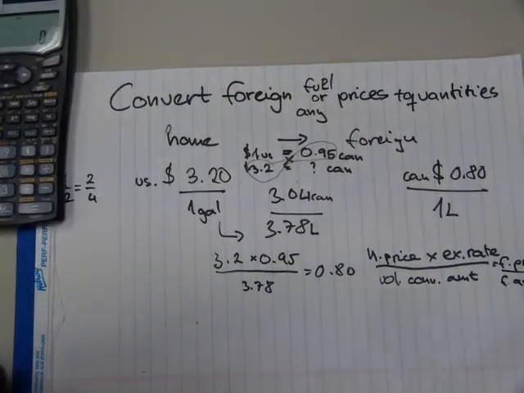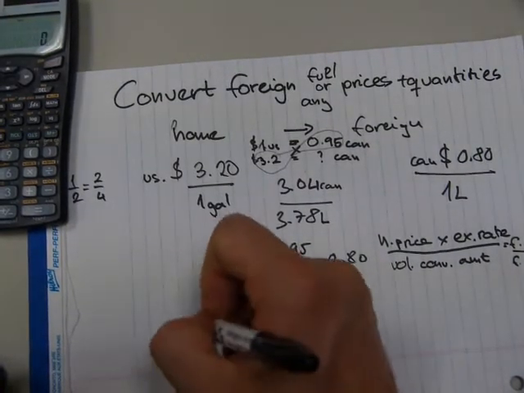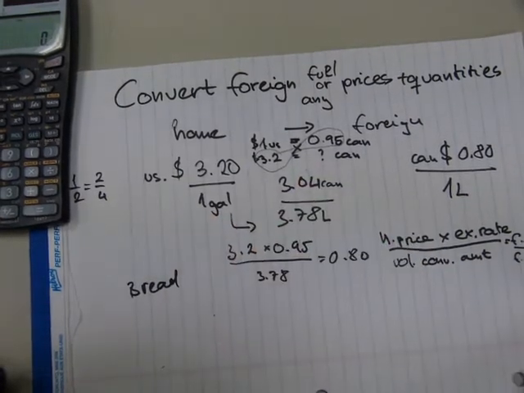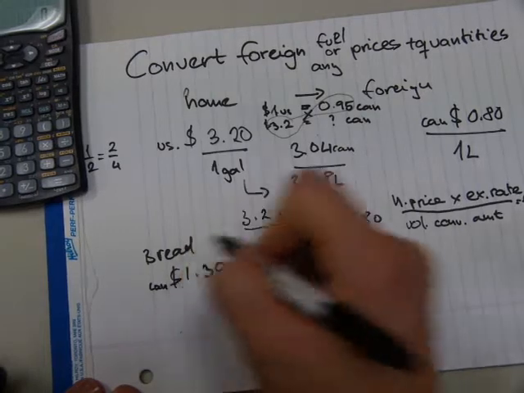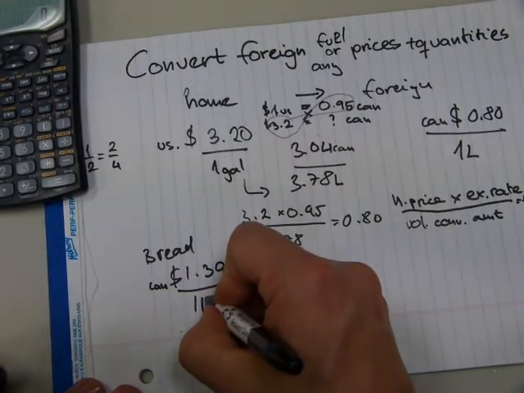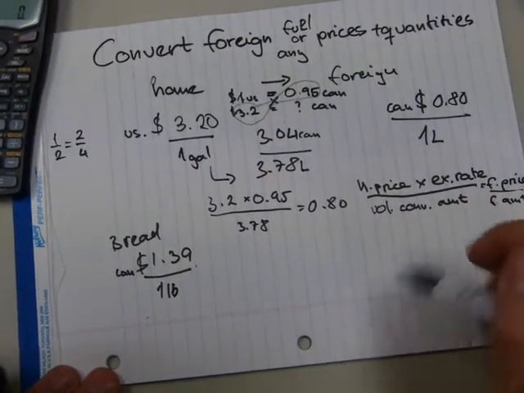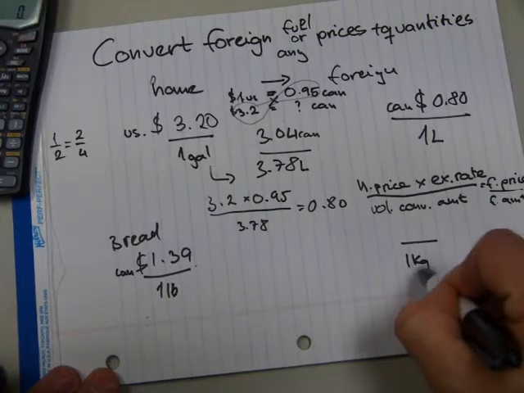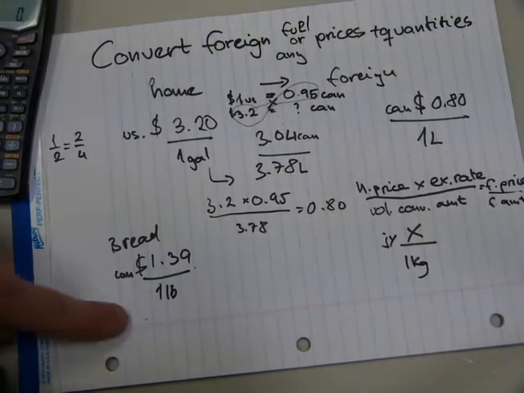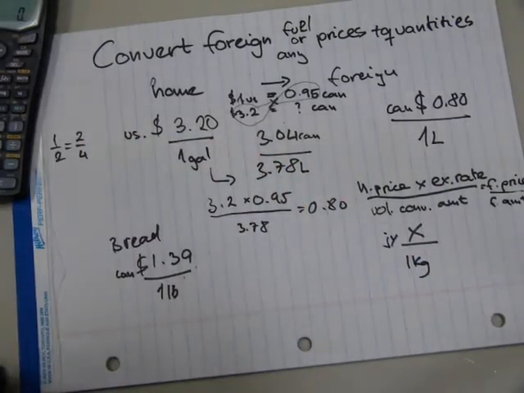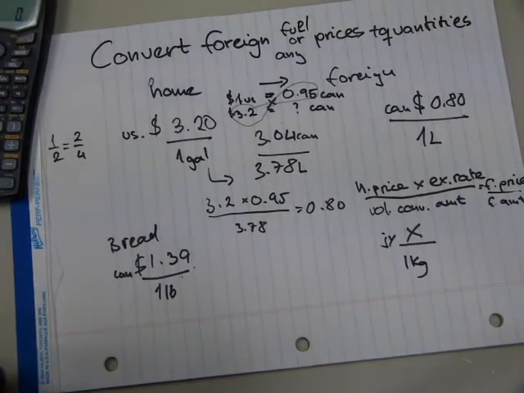Here's another example. Let's get started in, how about Canada? Let's go from Canada to Japan. And let's go bread. It's gonna work the same way. Bread in Canada is $1.39, and that's for a 1 pound loaf. And we're going to Japan, where these Japanese people are selling bread by the kilogram, and that's Japanese yen, and we want to convert this initial amount into another equivalent fraction that works, so we can relate to the bread that's in front of us in a supermarket.